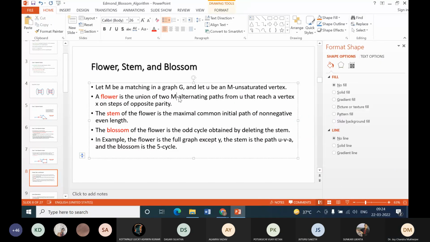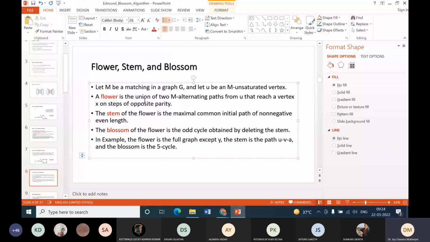Then if you reach any vertex X through two different alternating paths of opposite parity, then that is called a flower. The whole thing is called a flower, the union of those two paths.